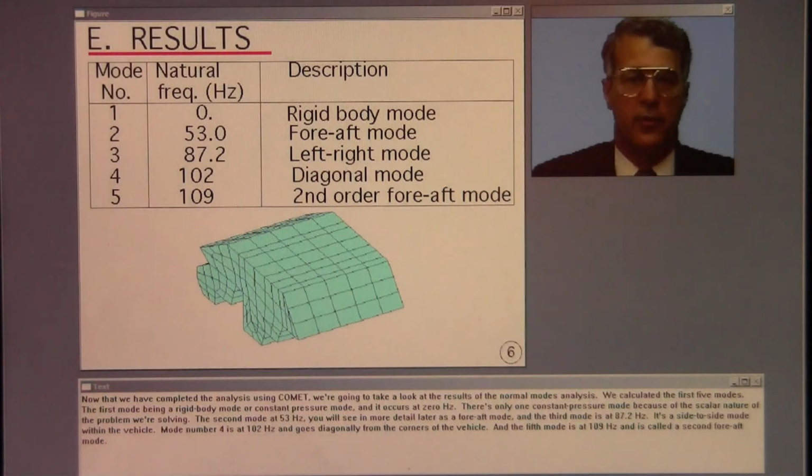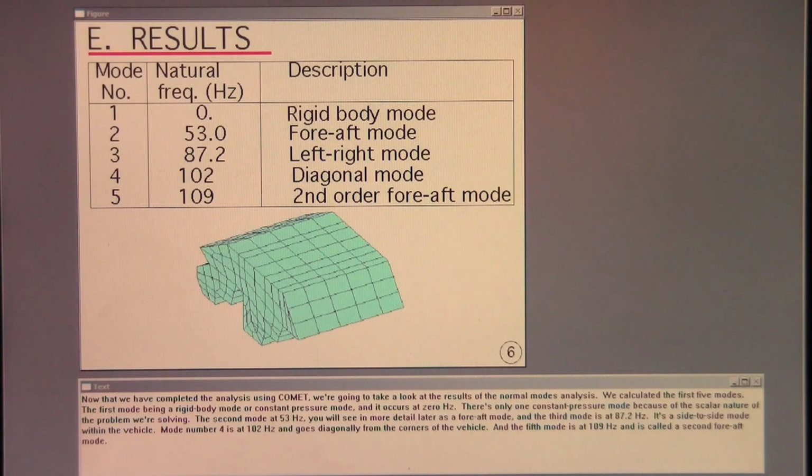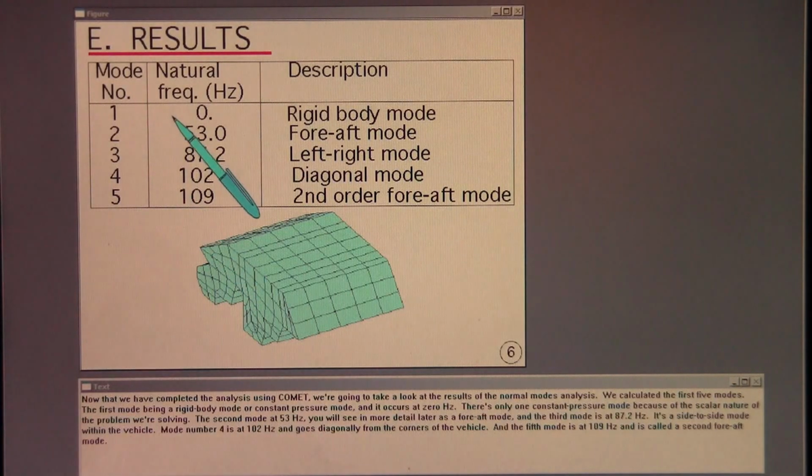Now that we've completed the analysis using COMET, we're going to take a look at the results of the normal modes analysis. We calculated the first 5 modes, the first mode being a rigid body mode or constant pressure mode, and it occurs at 0 Hertz. There's only one constant pressure mode because of the scalar nature of the problem we're solving.